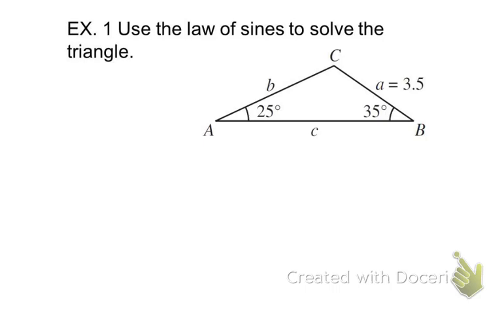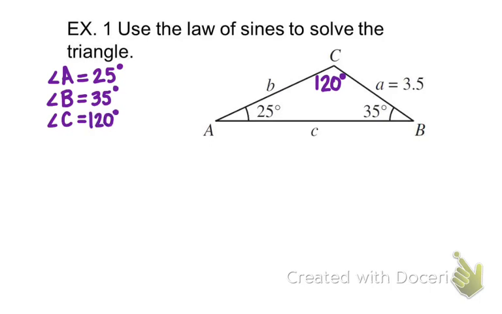If you know two angles in a triangle, then you can find the third by subtracting those from 180 degrees. So we know angle A is 25, angle B is 35. So if I add those two together and subtract from 180, we're going to get that angle C is 120 degrees.